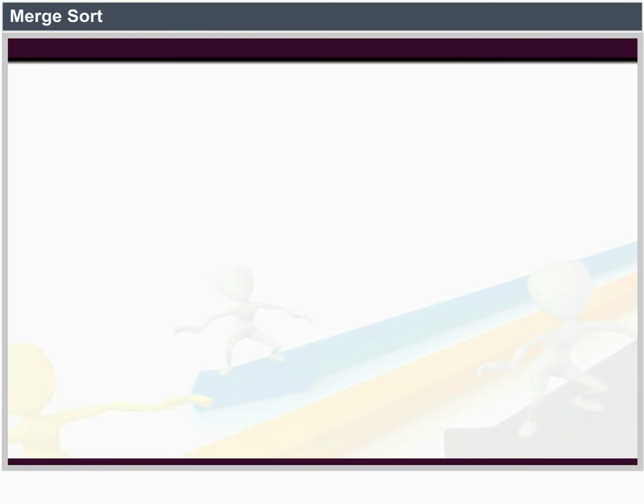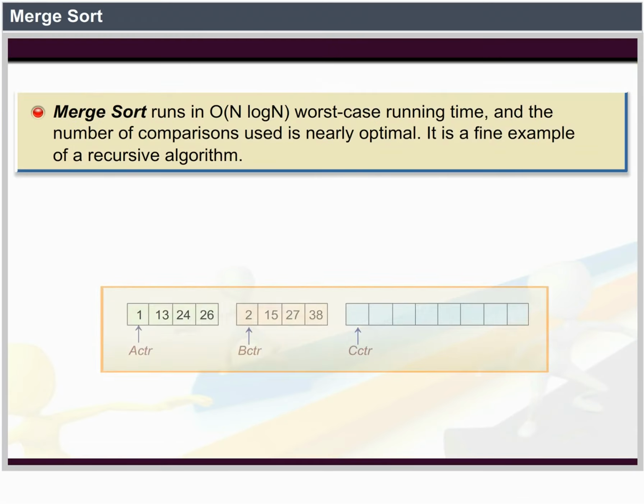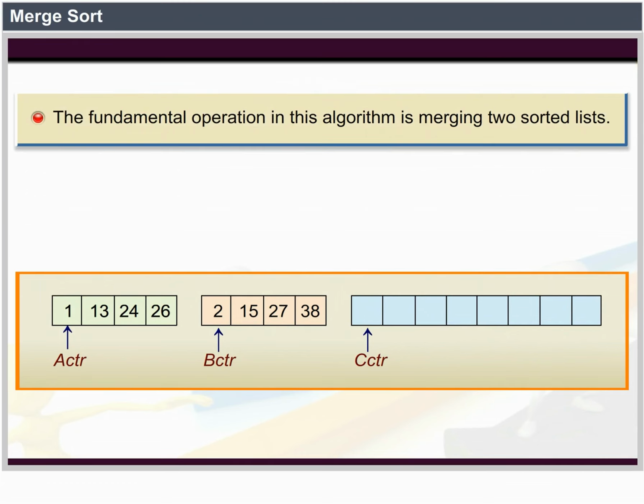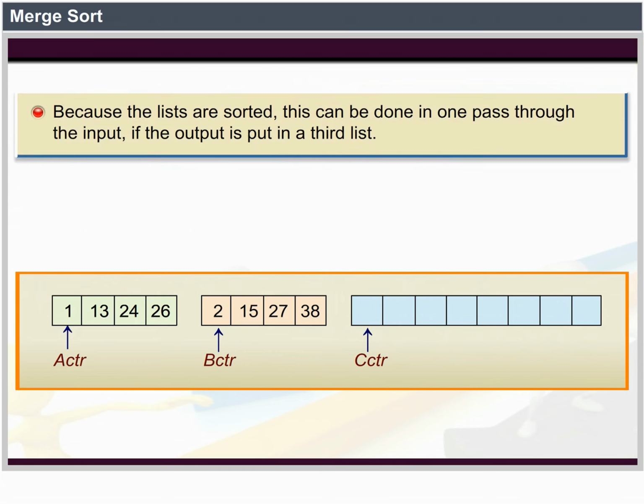Merge sort. Merge sort runs in O(n log n) worst case running time, and the number of comparisons used is nearly optimal. It is a fine example of a recursive algorithm. The fundamental operation in this algorithm is merging two sorted lists. Because the lists are sorted, this can be done in one pass through the input, if the output is put in a third list.